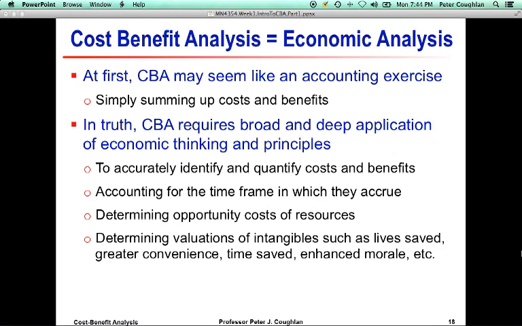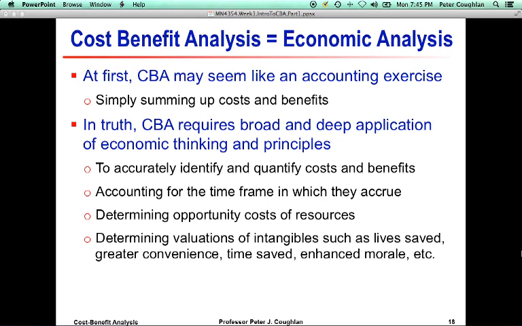So we're going to want you to think like an economist, so you can accurately identify and quantify costs and benefits, right? You can account for the time frame in which they accrue. Determining the opportunity costs of resources. We'll talk specifically about what we mean by opportunity costs, but of course, the cost of any resource is the opportunity that's foregone.